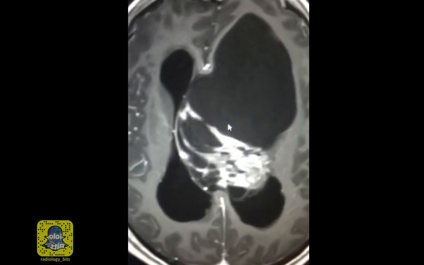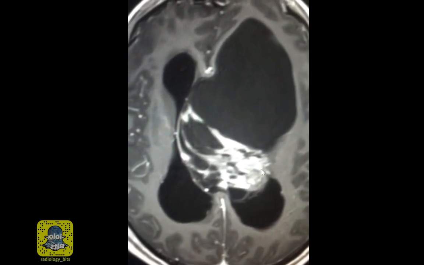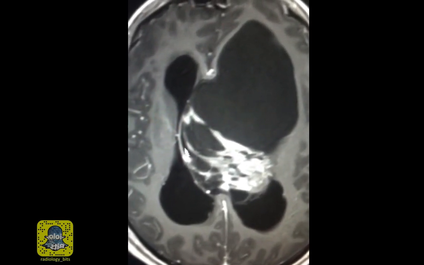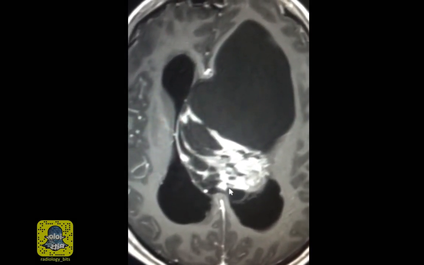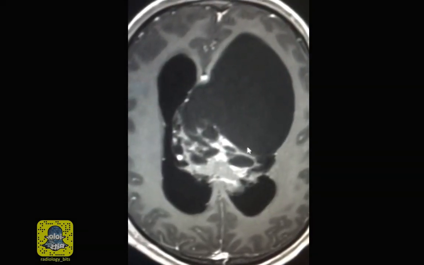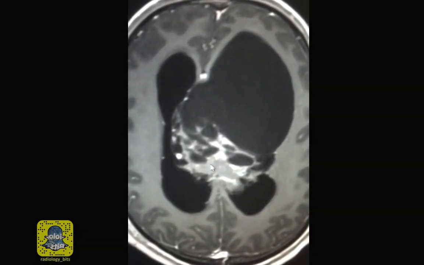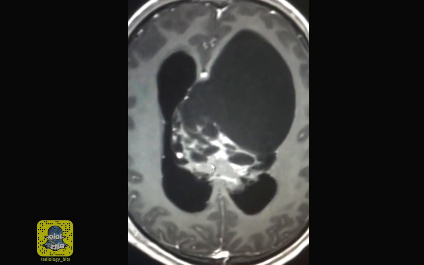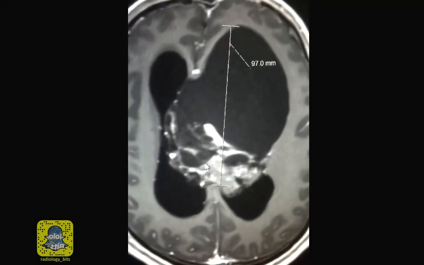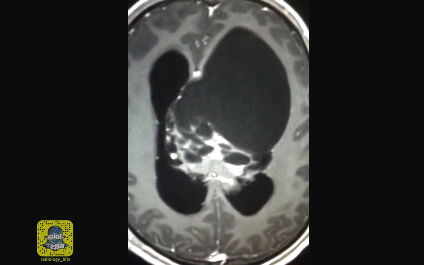One of the classic descriptors for a central neurocytoma is a bubbly appearance, something that's similar to what we see here. It classically has cystic components and solid components, which may calcify. The solid components may show strong or intermediate enhancement.